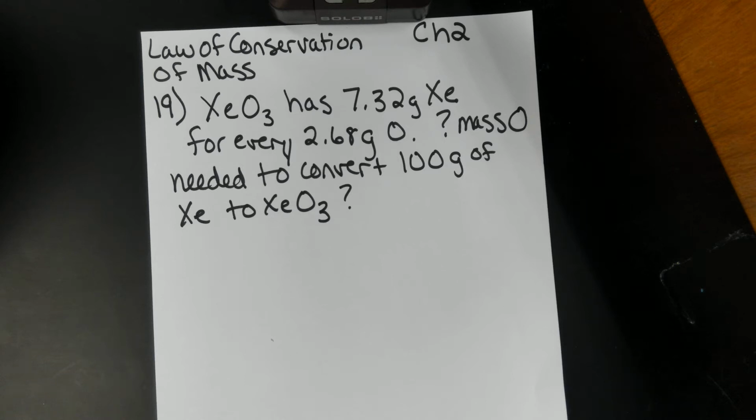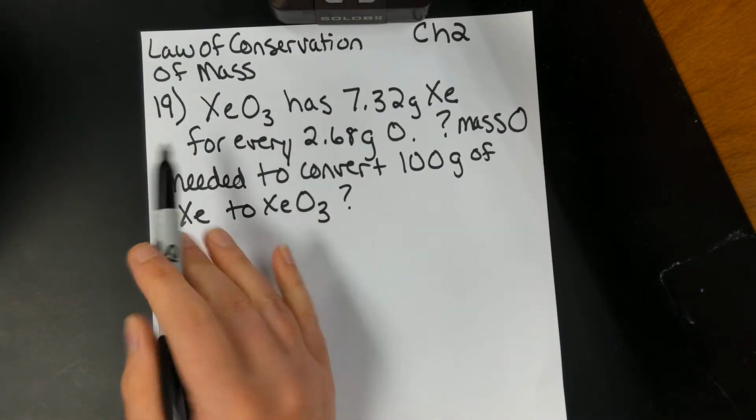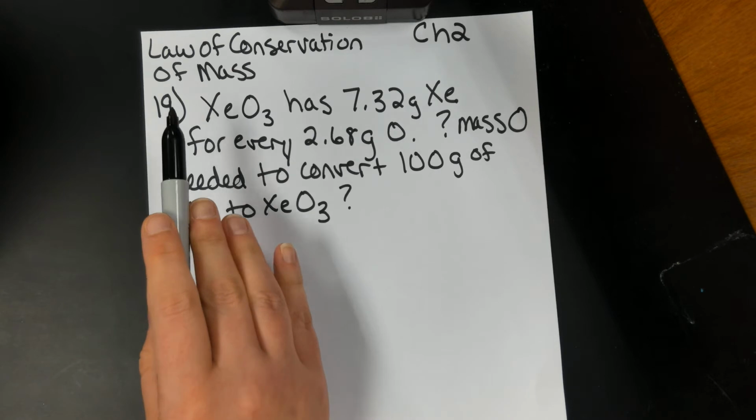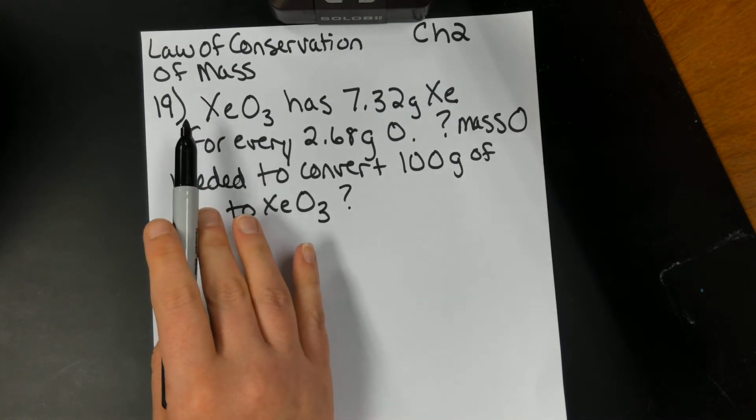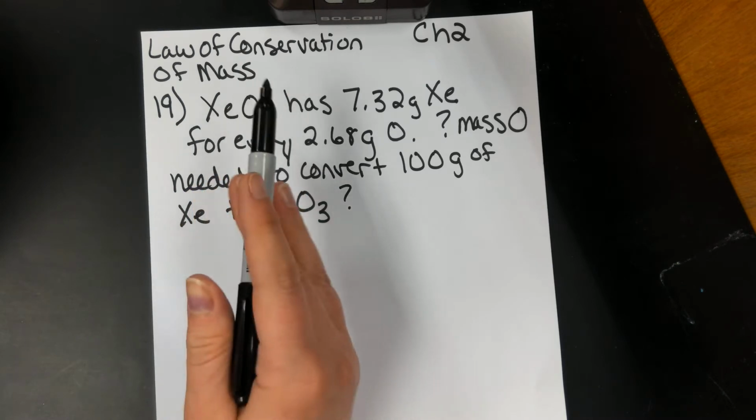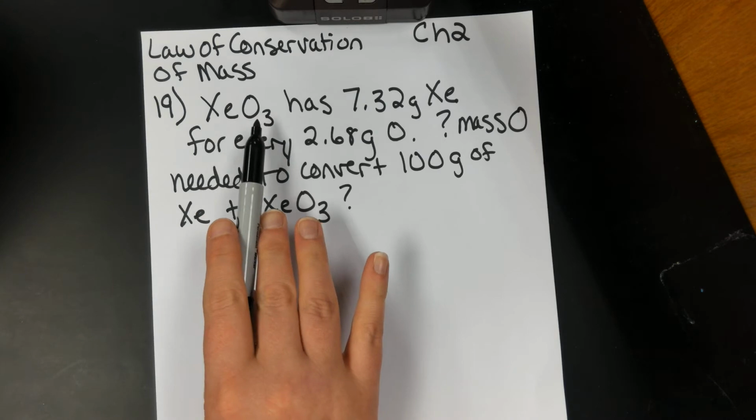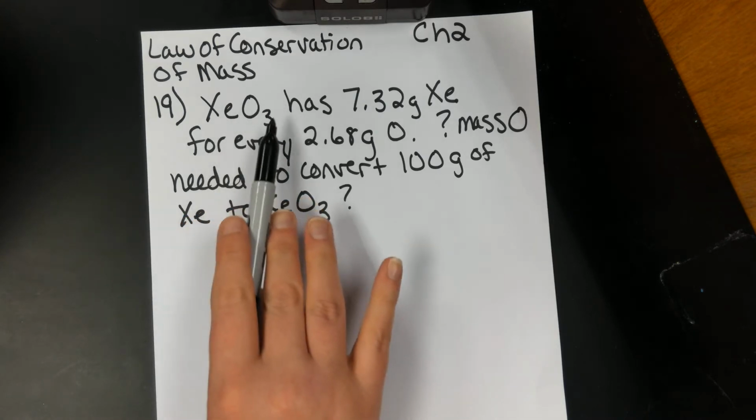So guys, we're on chapter 2, and let's talk a little bit about the law of conservation of mass. So what we're going to do for this sample problem is we're going to do number 19 from the law of conservation of mass questions that are at the end of the chapter. So we have xenon trioxide, so xenon and 3 oxygens. So for every 1 xenon, you're going to have 3 oxygens.